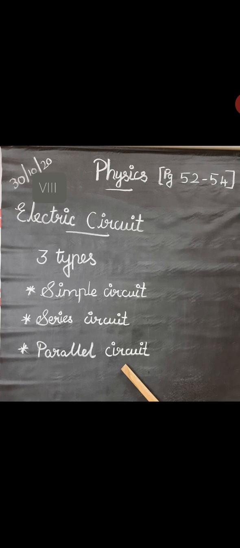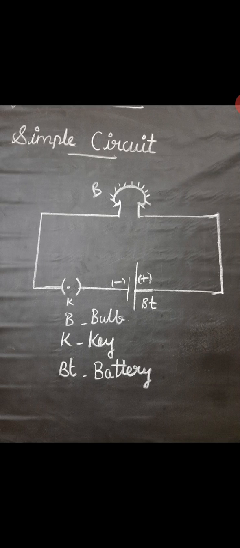There are three types of circuit: simple circuit, series circuit, and parallel circuit. The simple circuit consists of four elements: a battery, a conductor as the path through which electricity flows, a switch that controls the circuit, and an electrical resistor, that is the lamp, any device that requires electricity to operate. So we have the battery, wires, key, and bulb.